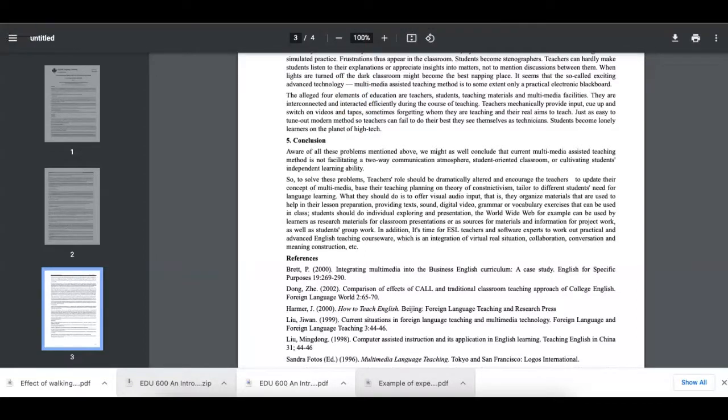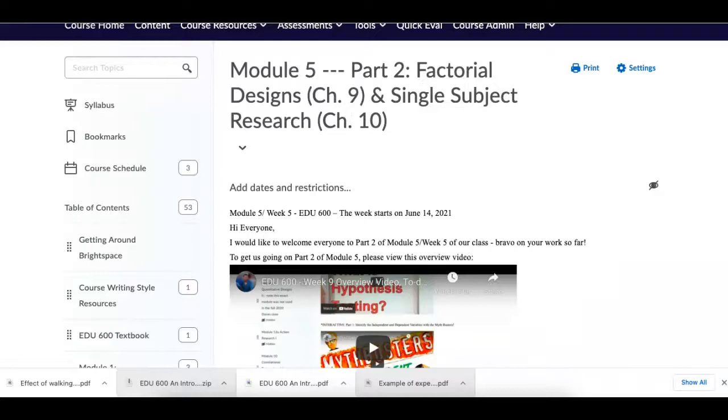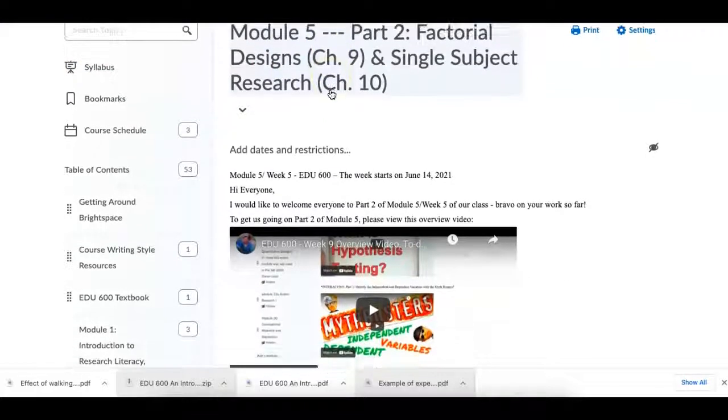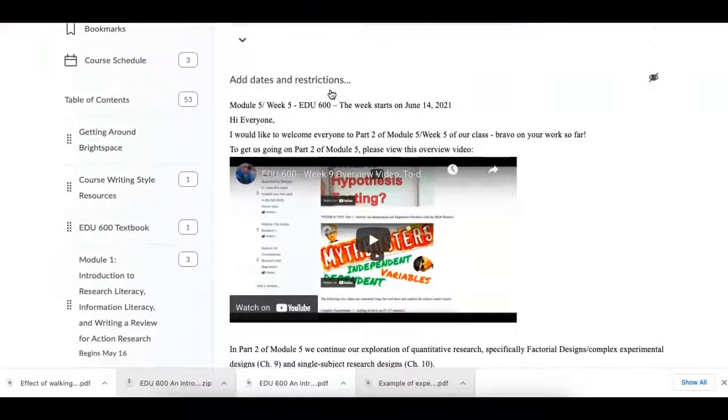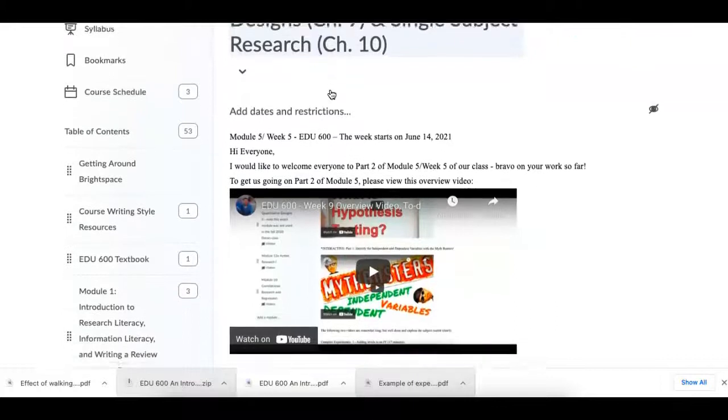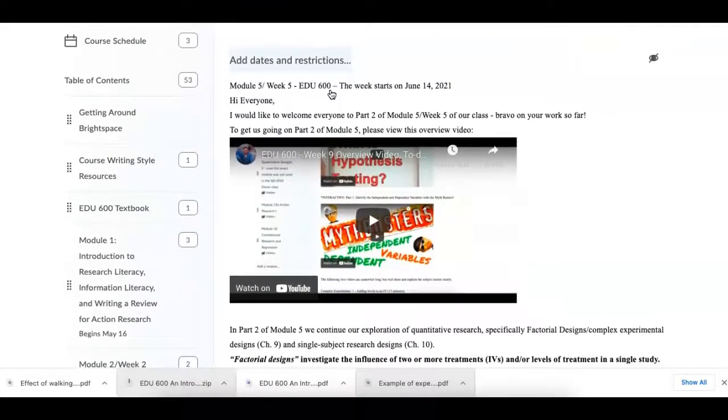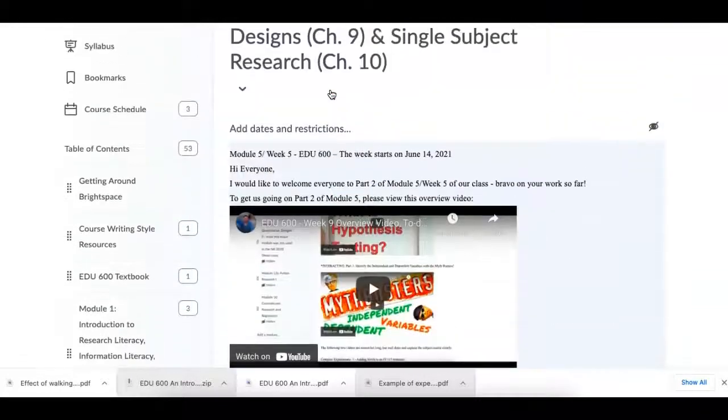Okay, I'm going to stop this. Okay, as you can see, we are now in part 2 of Module 5, where we're going to be taking a look at factorial designs and single subject research. And for those, I know we have people in the class that are somewhat familiar with actually both of these type of research, specifically the single subject research.